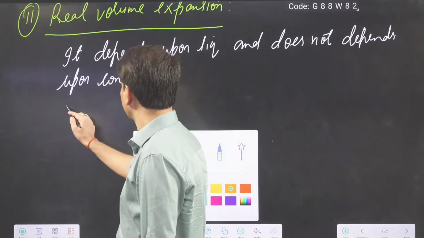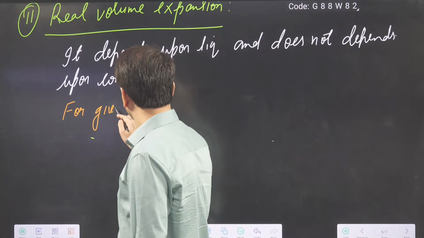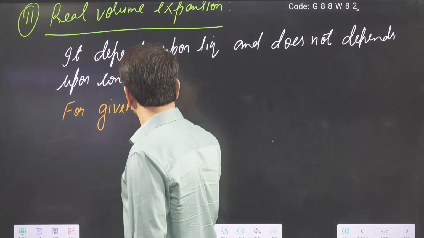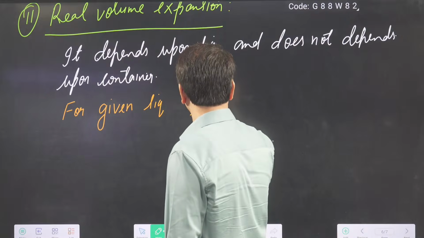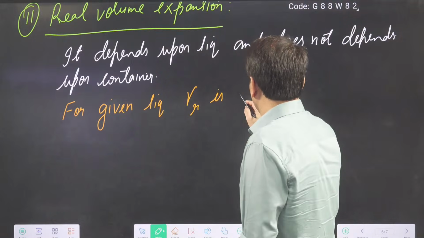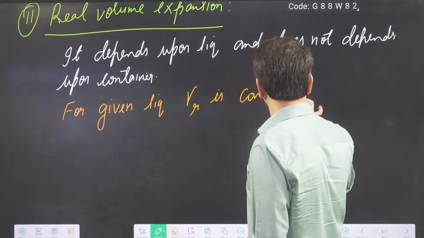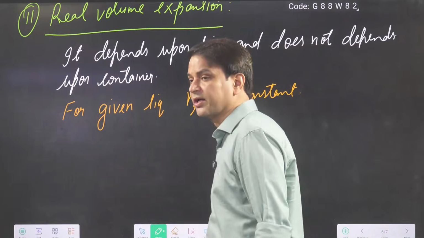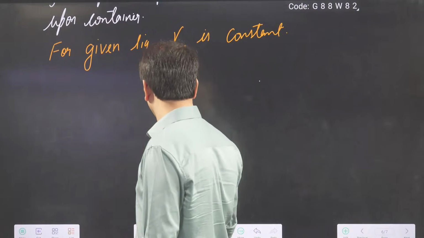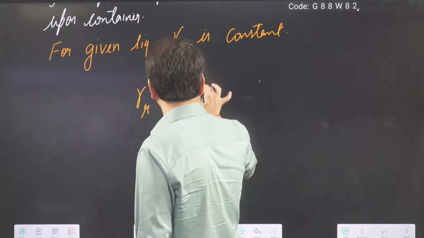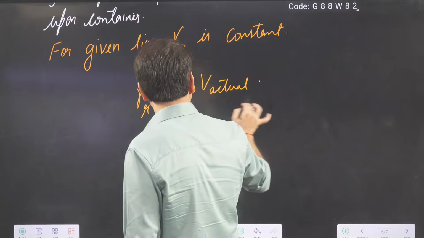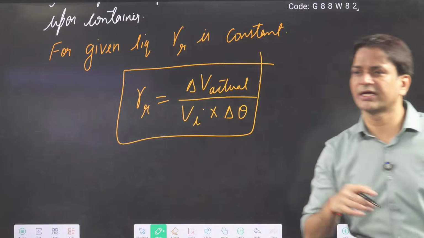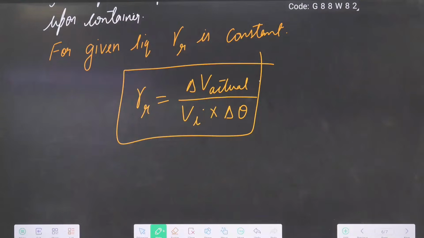So we can say what? For a given liquid, gamma real is constant. Okay, so apparent will change with the change in container, but for the given liquid, gamma real we can take as constant. Now, how can we define gamma real? Gamma real will be equal to what? Delta V actual upon V initial into delta theta. Similar formula, only in the numerator we have to take the actual expansion. Up to this everybody got it?